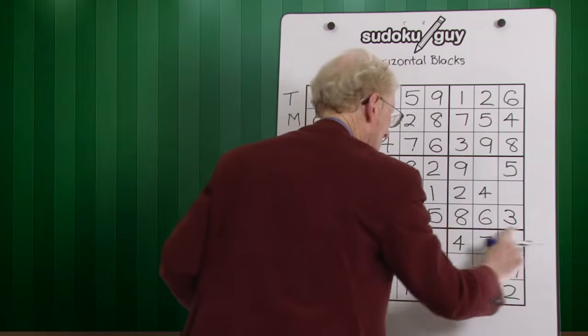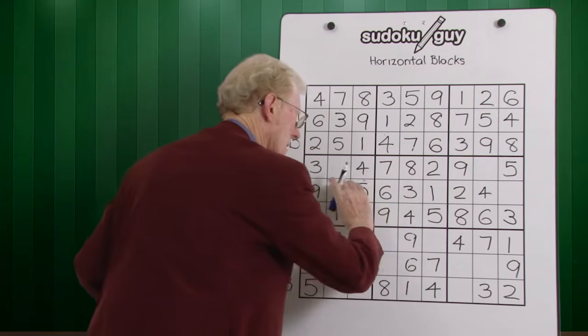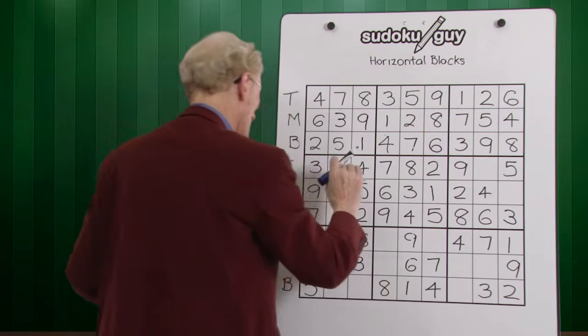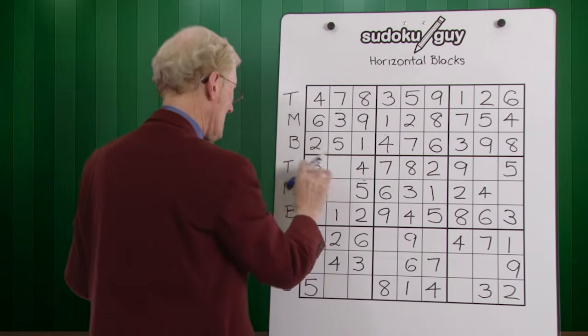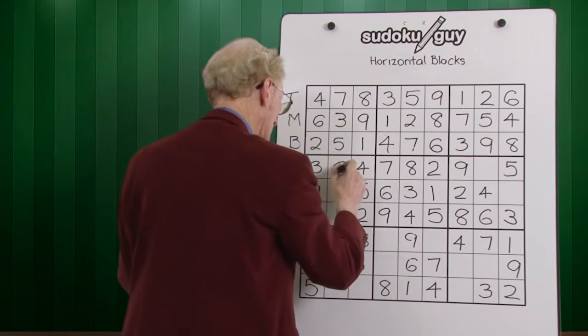This block here has a 6 at the bottom. This block has a 6 in the middle row. This block has no 6, but it has to be in the top. Bottom, middle, has to be in the top, so it becomes a 6.